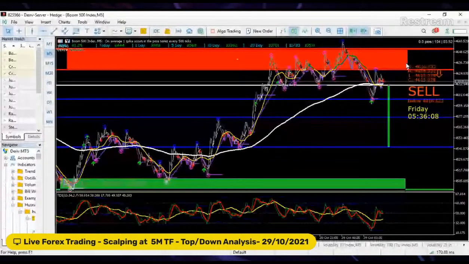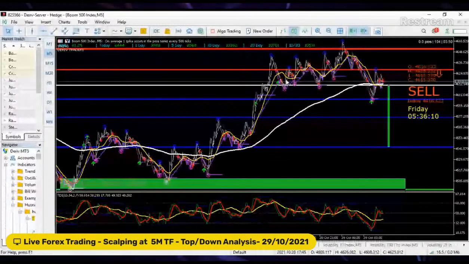Right now, I'll show you where you should place your stop loss. You can see this is the stop loss. So, guys, that is how we should trade.